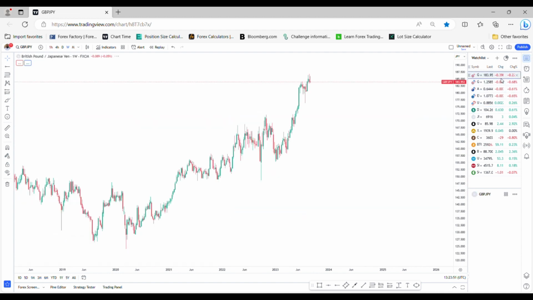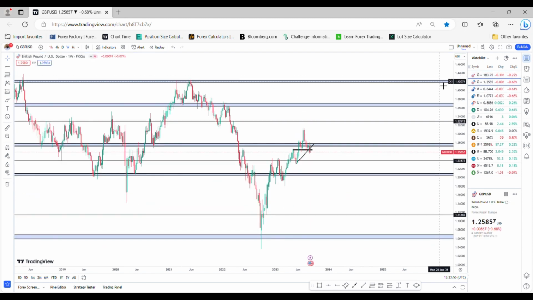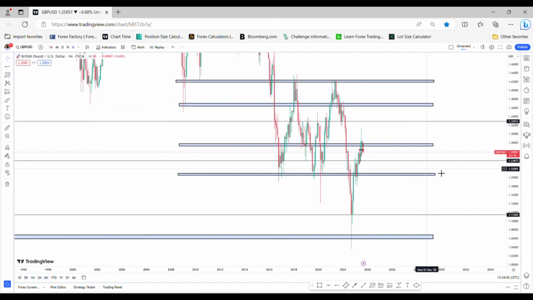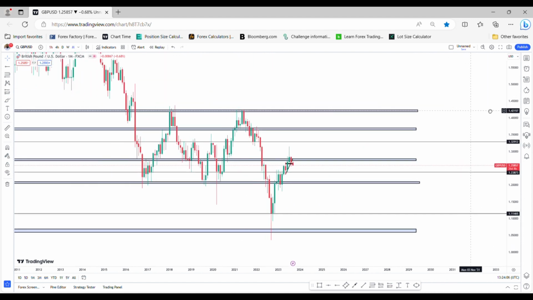Okay, so the GBP USD. I've been looking at GBP USD for a while now, and that's because long term I've been bearish on this particular pair. Short term I was bullish, and that's because we saw what happened.